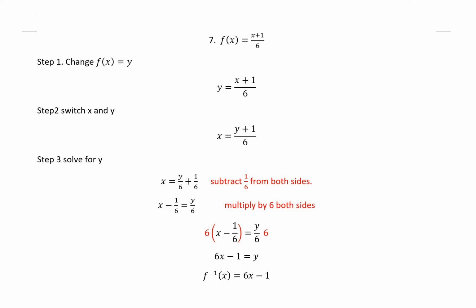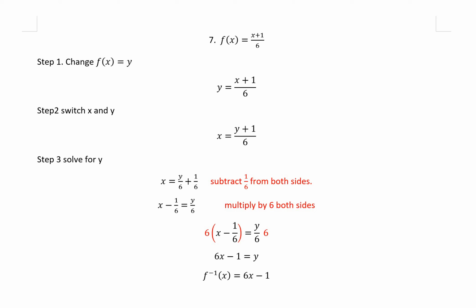So number 7, this is the homework guide. 7, f(x) equals (x plus 1) over 6. I did not bring my pen today, so I typed it. Step 1, change f(x) to y. So y equals (x plus 1) over 6. Step 2, switch x and y. This is not the only way we can solve it, but I am just showing you one way. You can do it other ways too, and I will upload an answer key later.